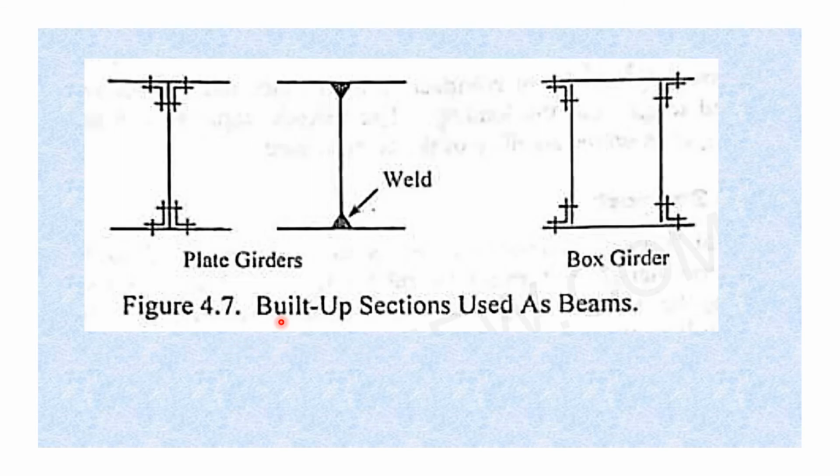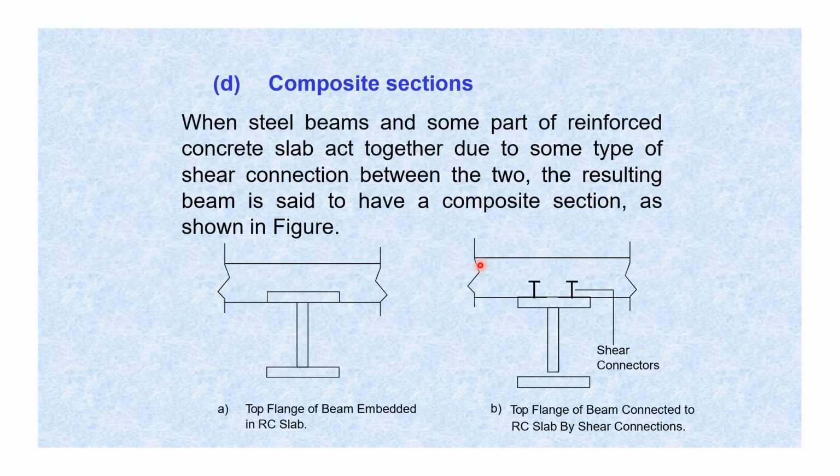Here is a typical built up section. Here is a plate, again a plate, that is connected with the angle sections. There is a web plate and again flange plates, connected with welding. Here is a box girder, again formed by using built up sections. It comes under the category of built up sections.